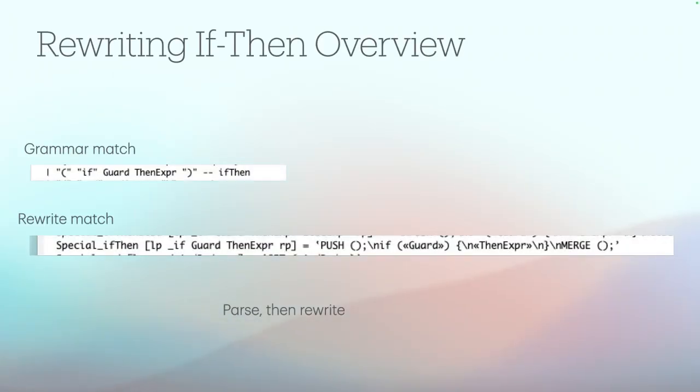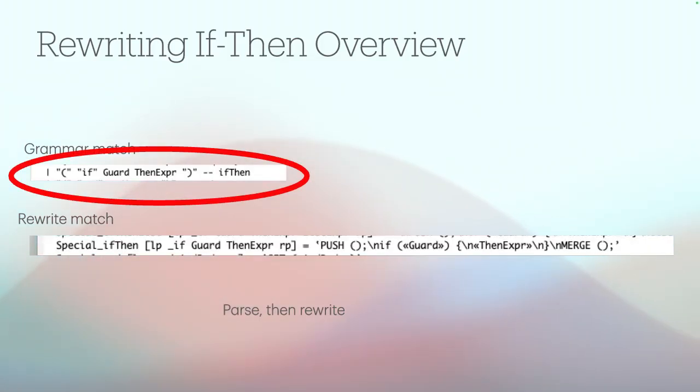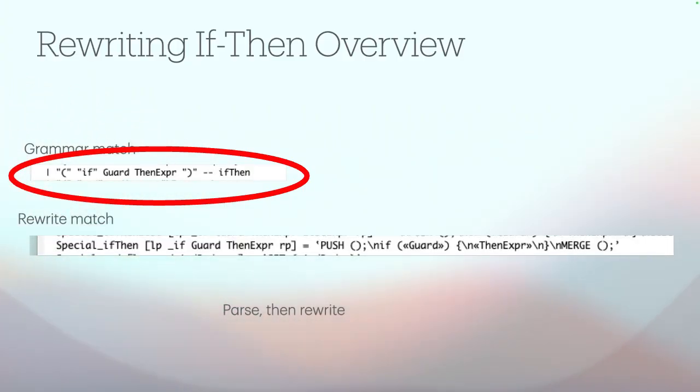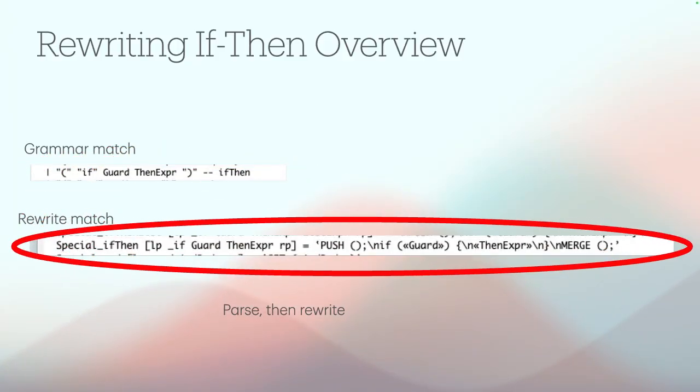Let's look only at the grammar and rewrite for the if-then case. The grammar specifies 5 submatches: open parenthesis, the keyword if, something matched by the guard rule, something matched by the then-expr rule, and a closing parenthesis. The match branch is tagged with the name if-then. The matching rewrite rule inhales the 5 submatches, shown inside the square brackets, and composes a result string, shown on the right-hand side of the equals sign.